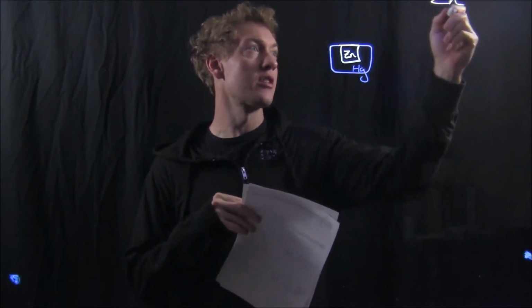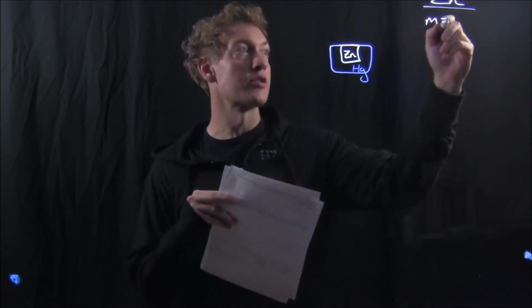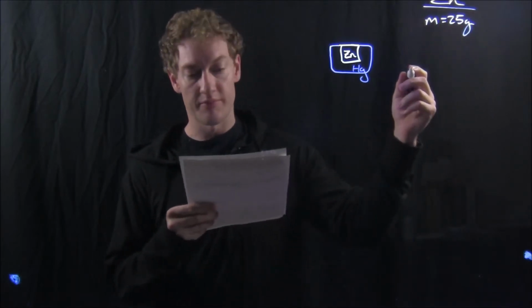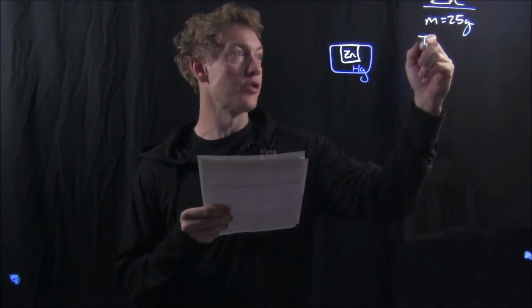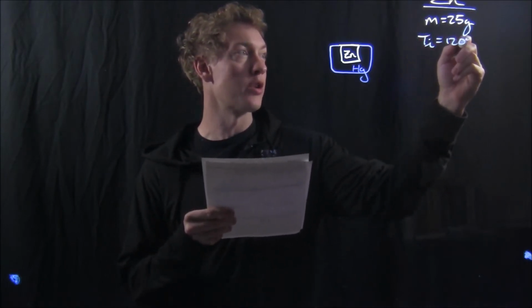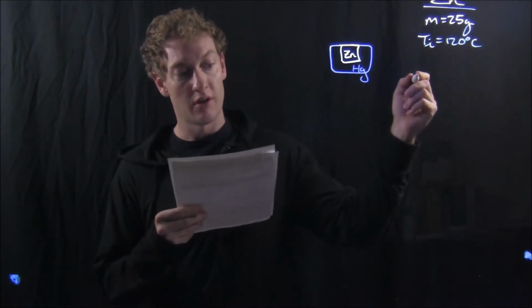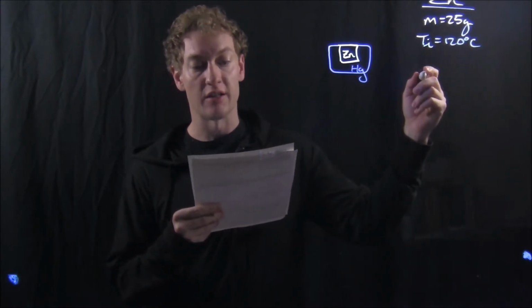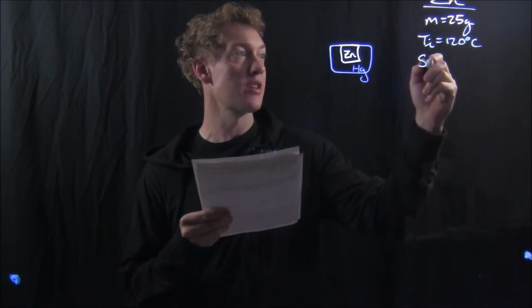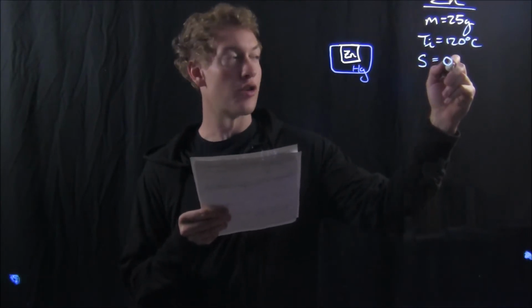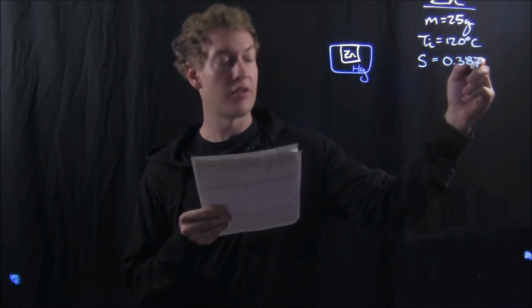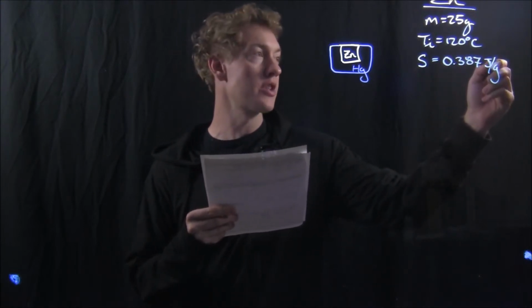And we know lots of facts about everything. We know that for the zinc, the mass is 25 grams. We know that the initial temperature of the zinc is 120 degrees Celsius. They tell us that the specific heat capacity of zinc is 0.387 joules per gram degree Celsius.